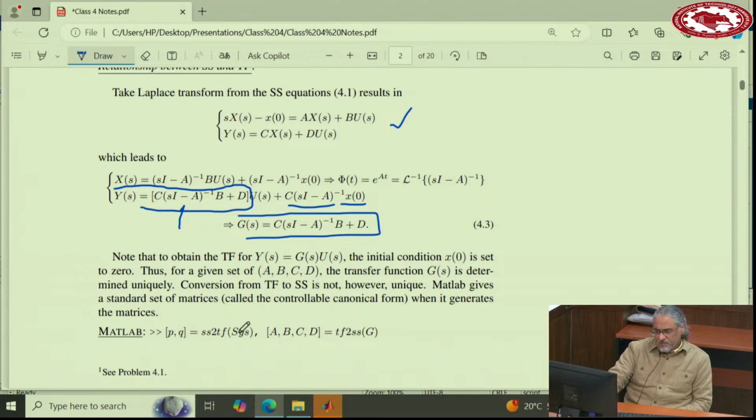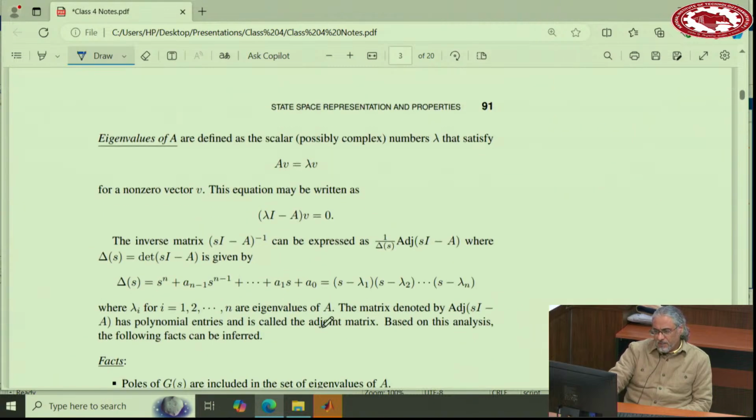And basically, if you want to use MATLAB, MATLAB has two commands, state space to transfer function and transfer function to state space. So if you have your system in state space, it can translate that into a transfer function and vice versa.